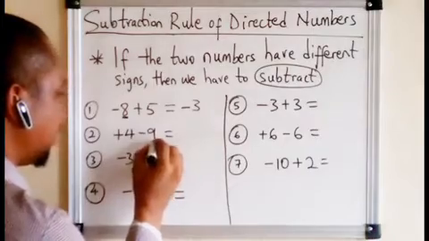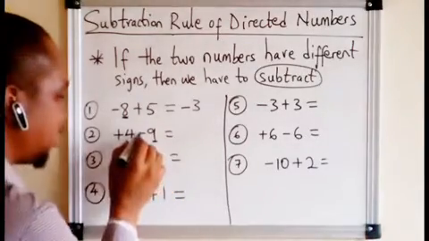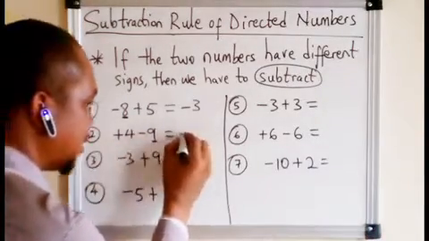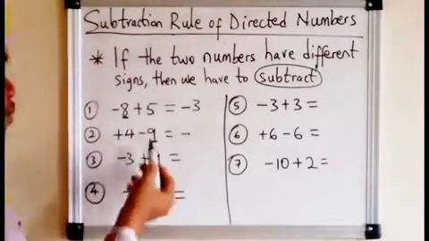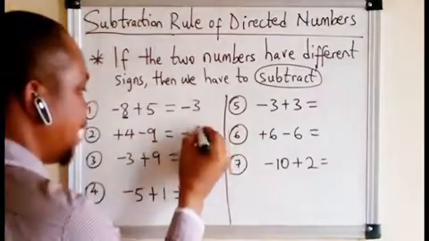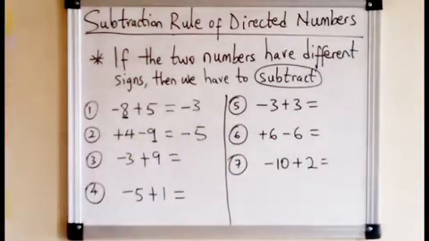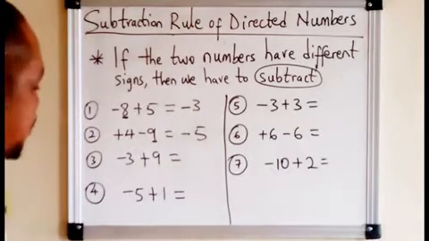We have to select the bigger number and choose the sign of the bigger number and write it here. So use the bigger number, subtract the smaller number. 9 minus 4 is 5. Our answer is minus 5. Therefore, plus 4 minus 9 is equal to minus 5.